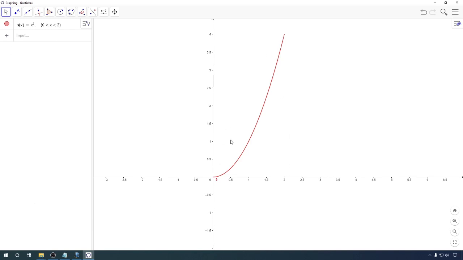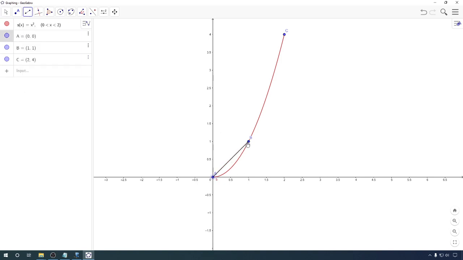And you could say, let's go ahead and actually put some points on here. So we start at 0, 0. That means at time 0, we've gone 0 miles. Then we have 1, 1. After 1 hour, we've gone 1 mile. And then we have 2, 4. After 2 hours, we've gone 4 miles.